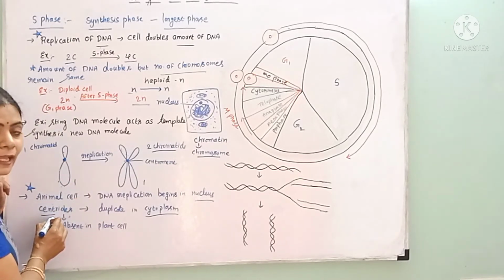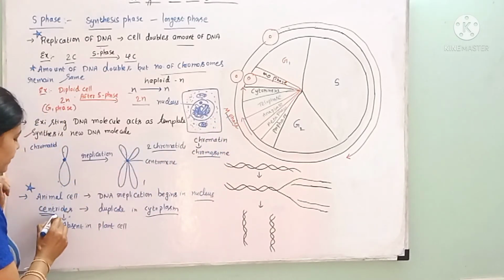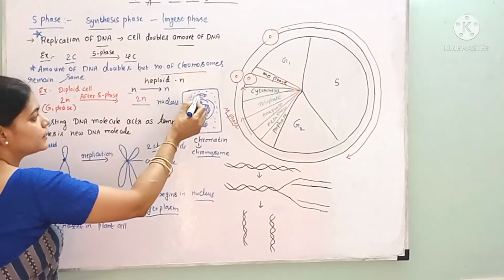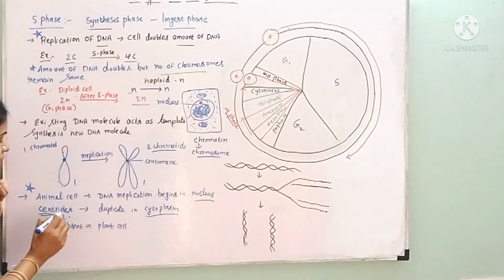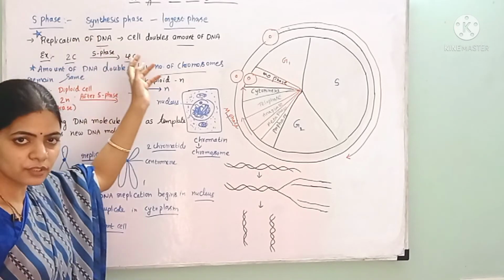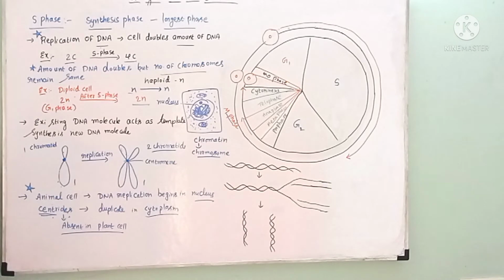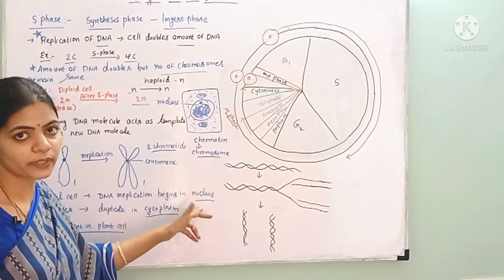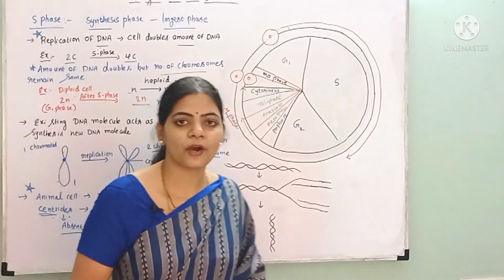These centrioles are helpful in the M phase. During M phase, these centrioles play a major role. And the duplication of these centrioles occurs in the cytoplasm, and these centrioles are absent in the plant cell. So this is about the S phase. What happens here? The amount of DNA doubles. There is no change in the number of chromosomes. And what happens in the animal cells? The DNA replication occurs in the nucleus, and the centriole duplication occurs in the cytoplasm. And this is about S phase.